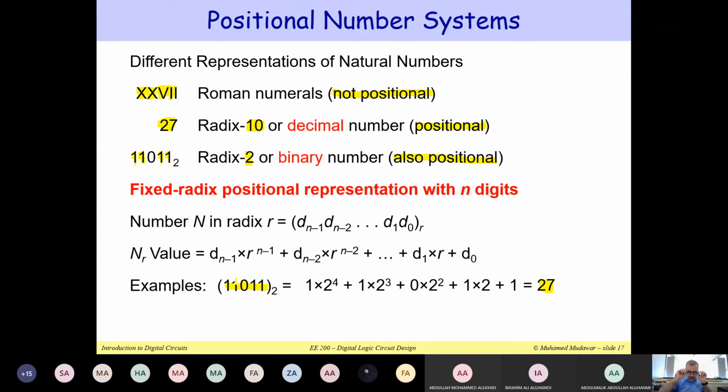For example, in decimal, when you want to write the number 10, you write 1 0. The 1 here is multiplied by 10, and there are 0 units. So the 0 is very important in the positional number system. Is this clear? Students, are you with me? Yes, it's clear.